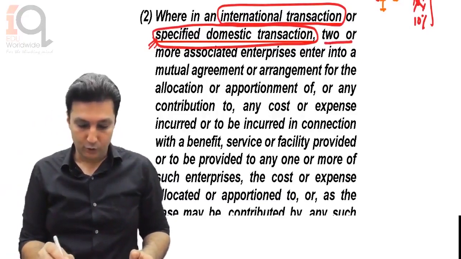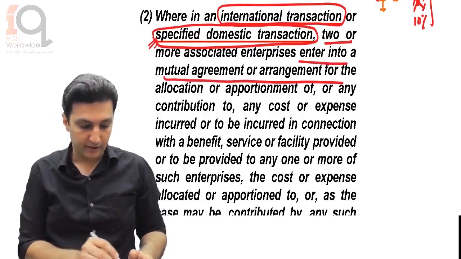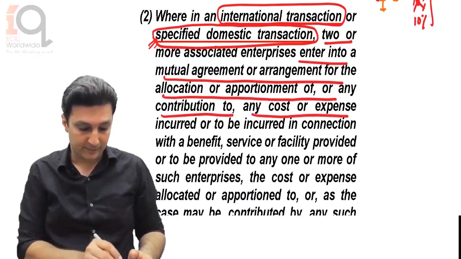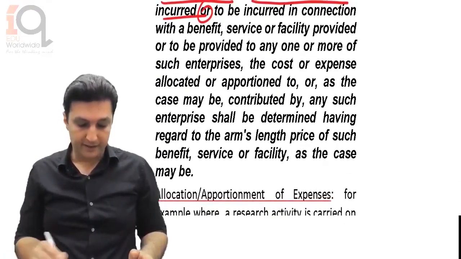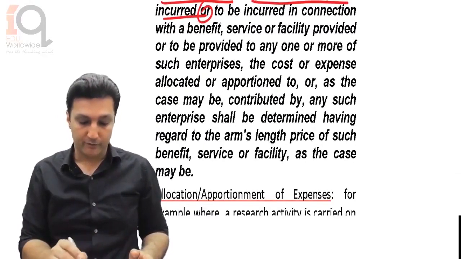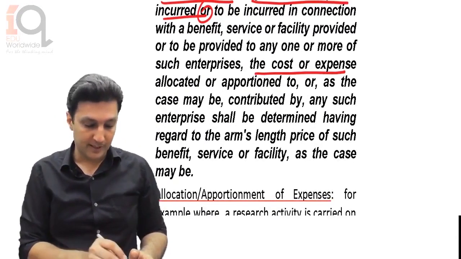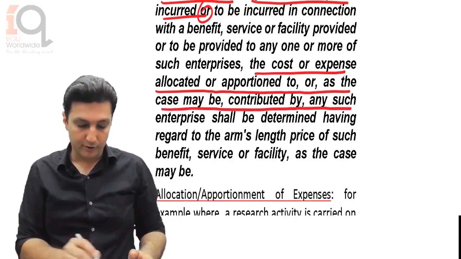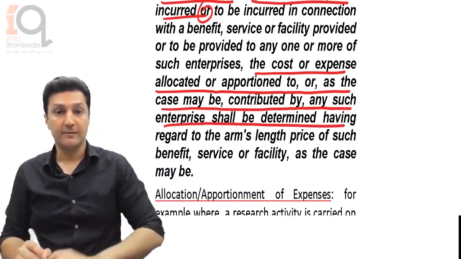He says, two or more associated enterprises enter into a mutual agreement or arrangement for allocation or apportionment of any contribution, any cost or expense incurred or to be incurred in connection with the benefit, service or facility provided or to be provided to any one or more of such enterprises. The cost or expense allocated or apportioned to, or, as the case may be, contributed by any such enterprise shall be determined having regard to the arm's length price.